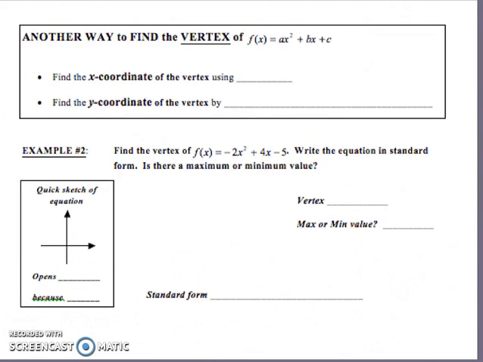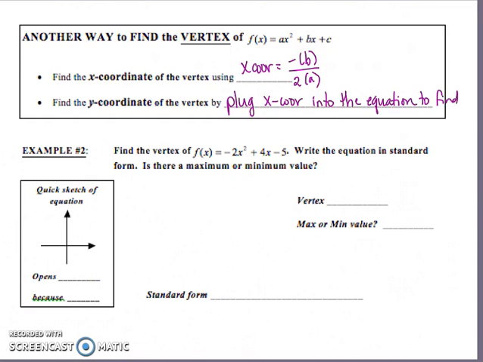Another way to find the vertex of a parabola is to find the x-coordinate of the vertex using the formula the opposite of b divided by 2 times a. And I'm sure you remember that from Algebra 2 as well. And then if you solve for the x-coordinate using that formula, you would find the y-coordinate by plugging the x-coordinate into the equation to find the corresponding y value.